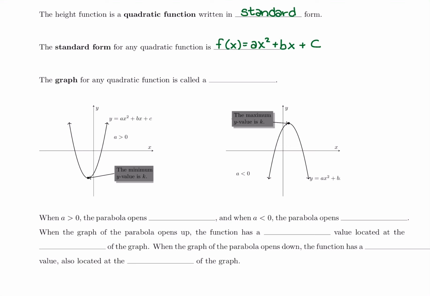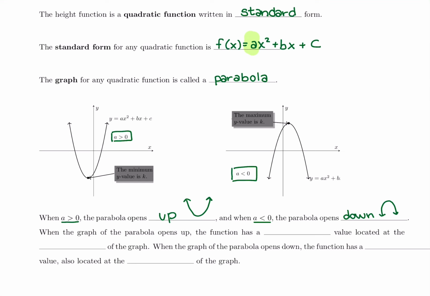The graph of any quadratic function is called a parabola. So we have some parabolas here drawn below. When a, that leading coefficient in front of the x squared, is bigger than 0, we have a parabola that opens up. So this one here is a positive a, it opens up, it looks like a U. When a is negative, when it's less than 0, like this one here, it opens down. It looks like an upside down U.